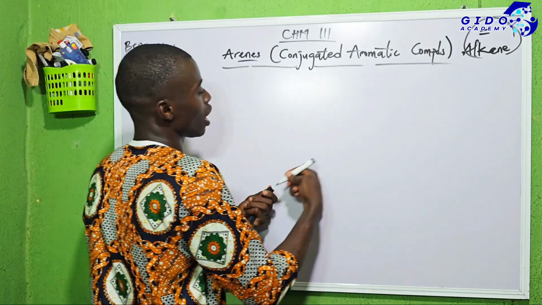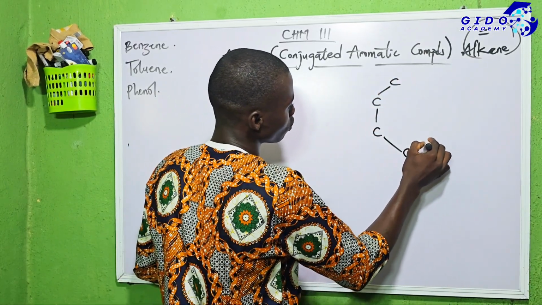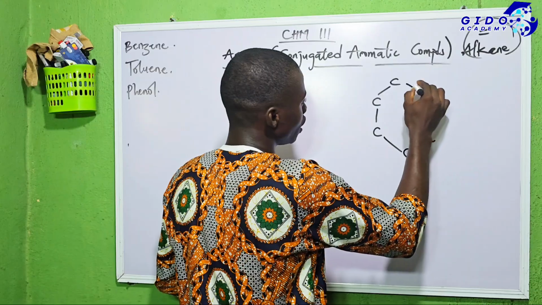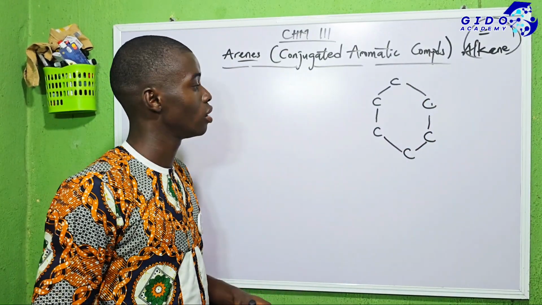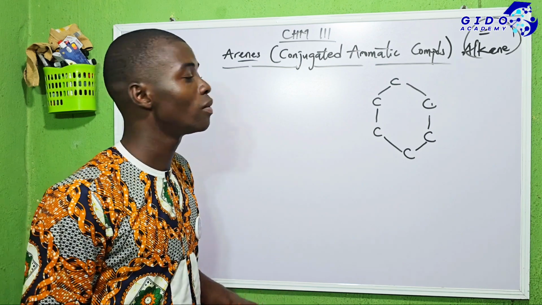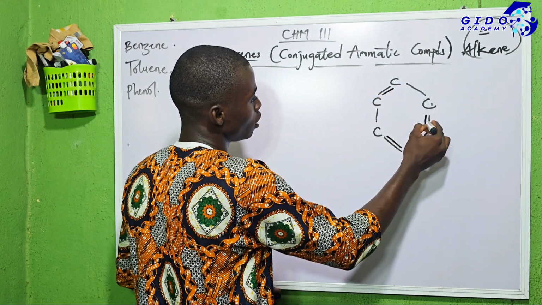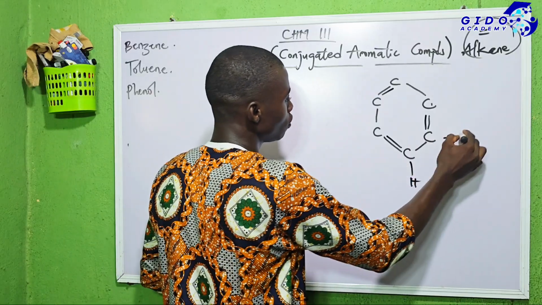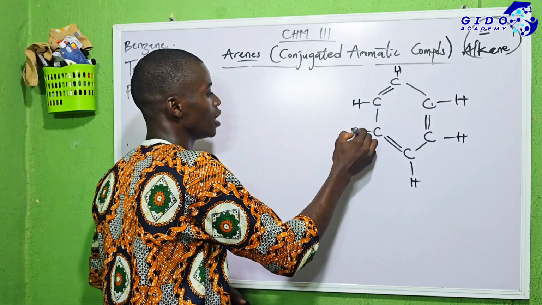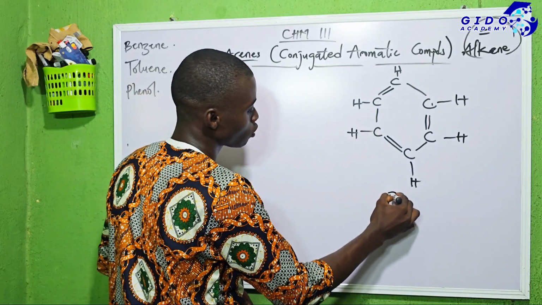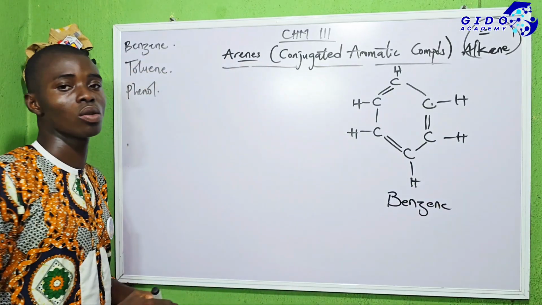What I mean by that, you are going to have a carbon atom, a carbon atom, a carbon atom, a carbon atom, a carbon atom, a carbon atom, then a carbon atom here. Now, if you look at this structure closely, you know that this is a saturated compound, which is an alkane. But if I put a double bond here, a double bond here, and a double bond here, then here is a hydrogen, a hydrogen, a hydrogen, here is a hydrogen, here is a hydrogen, and here is a hydrogen. This is the structure of the compound called what? Benzene. So this is what we call benzene.